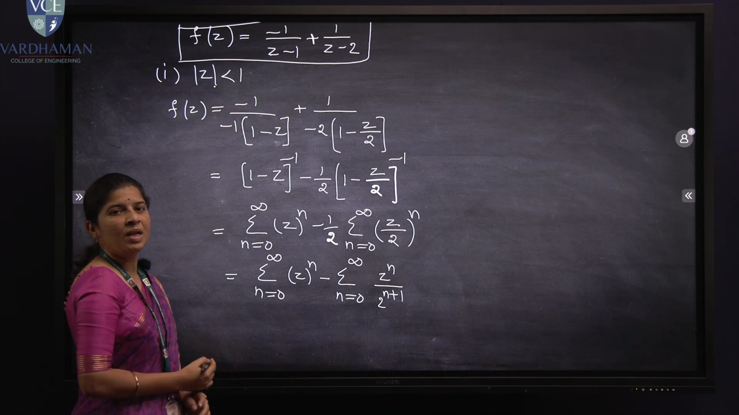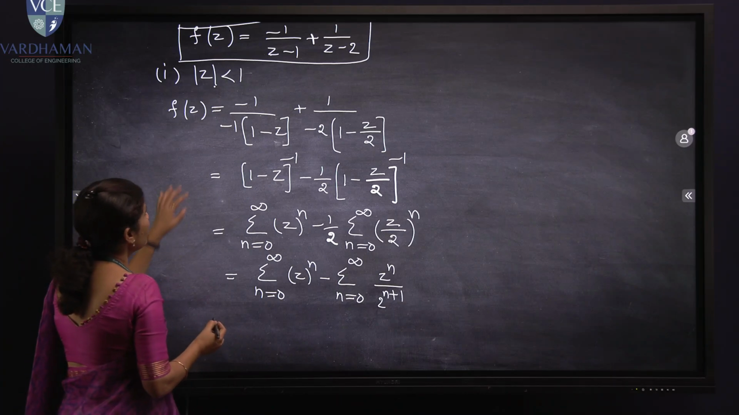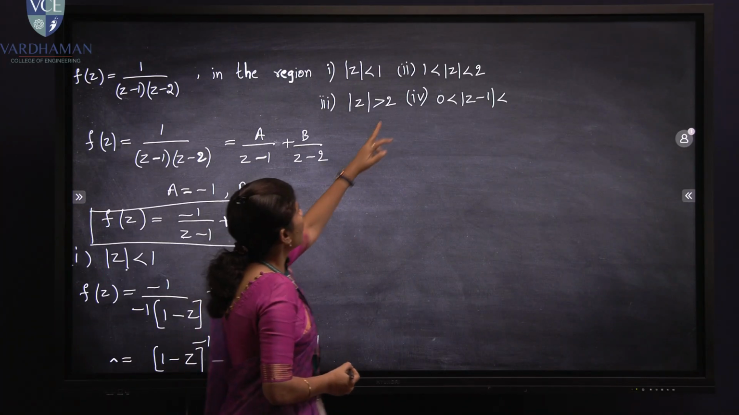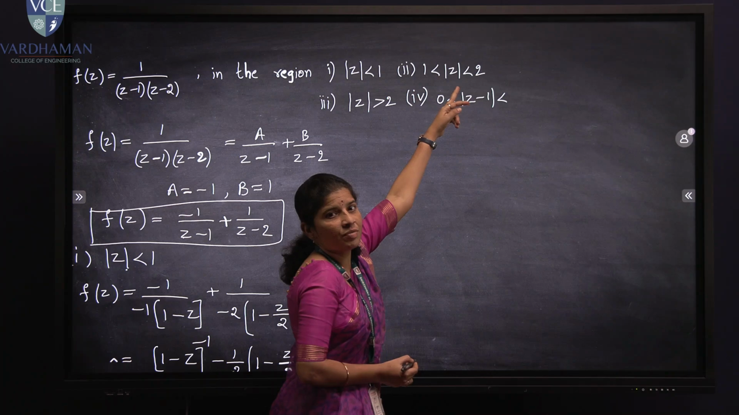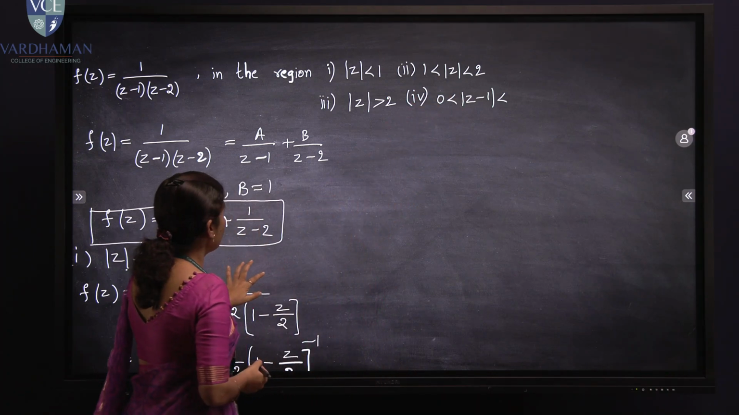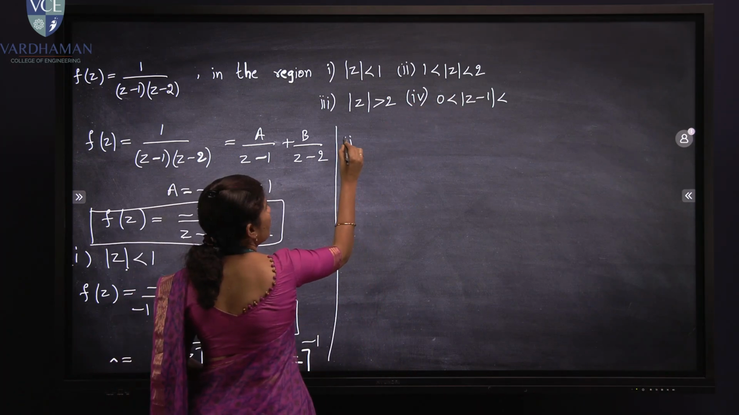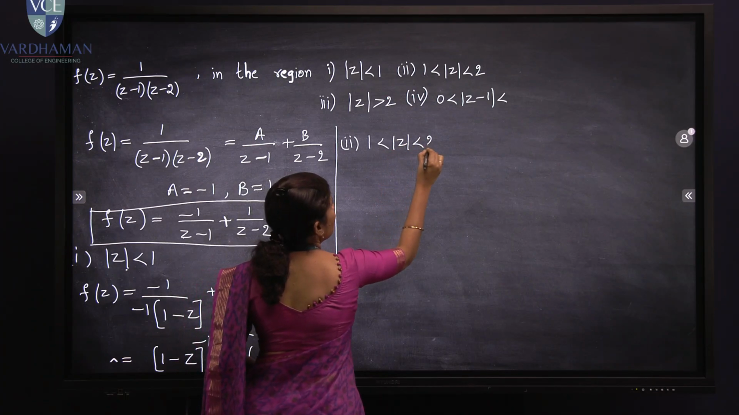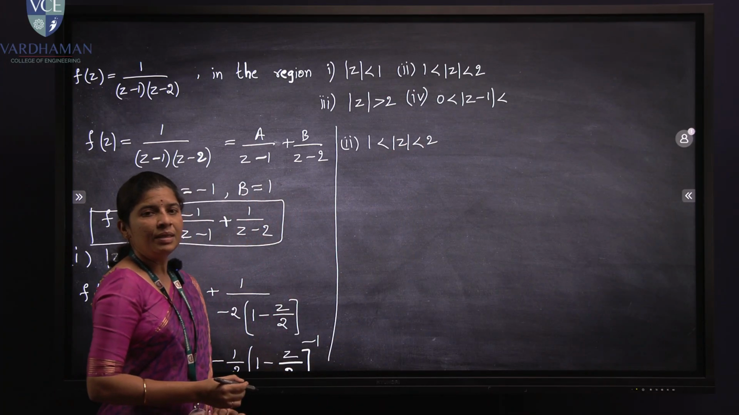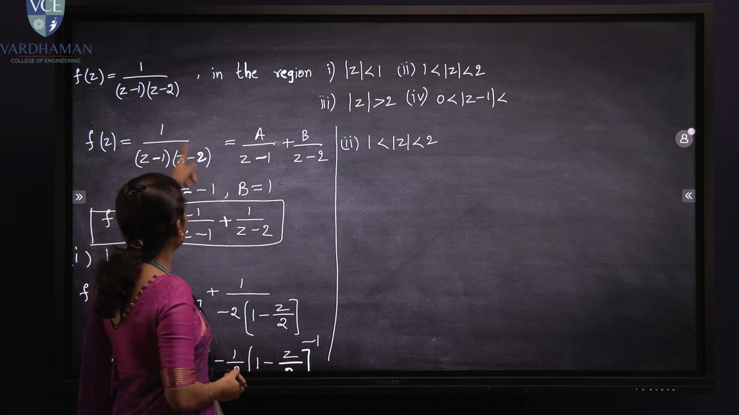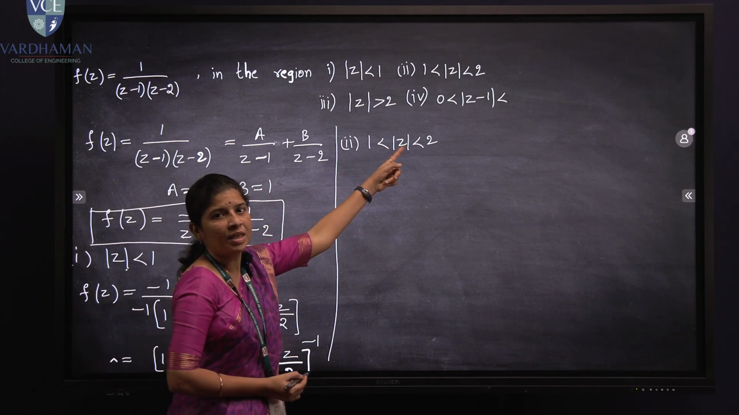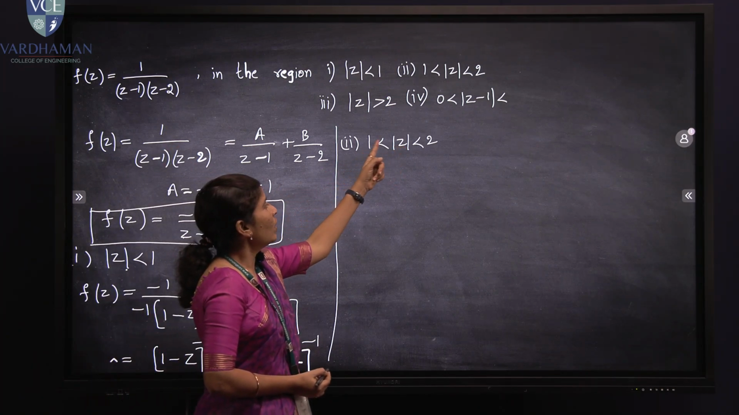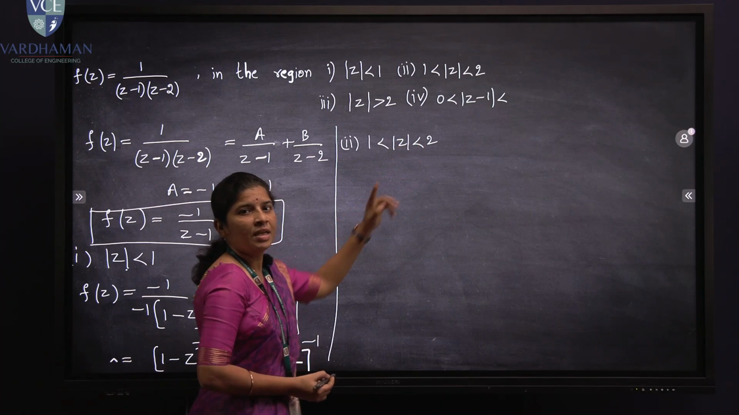Now I will explain the second region. The second region is given in our question. The second region is 1 is less than modulus of z is less than 2. Here we have to expand this f of z in the form of z, and what is the condition given? 1 is less than modulus of z is less than 2.